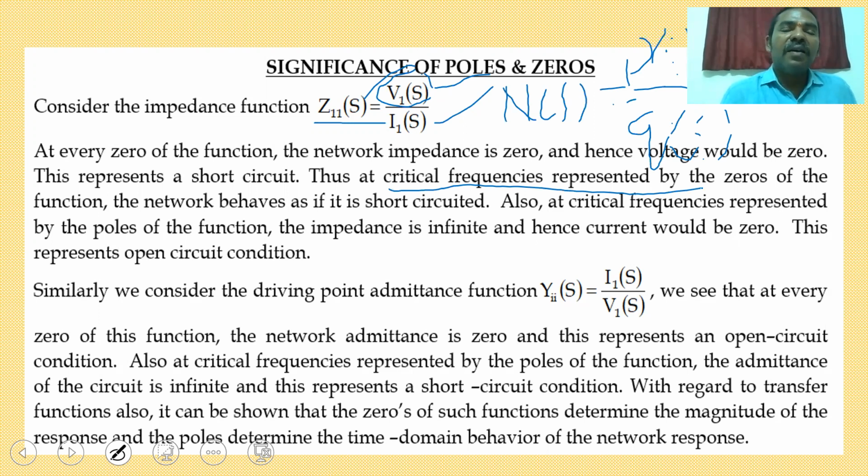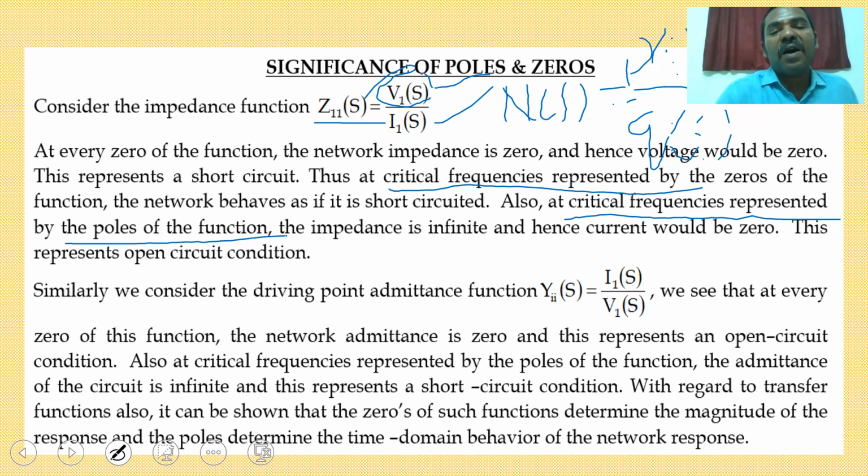Similarly, when the denominator is equal to 0, the Z11 driving point impedance will be infinity. Under that condition, Q of S is equal to 0. The critical frequencies are represented as poles of the function. Current is 0 means open circuited, and you are calculating the values; those are the poles of the function. And when the numerator is 0, the voltage is short circuited, and you are calculating the frequencies; those are the zeros of the function.